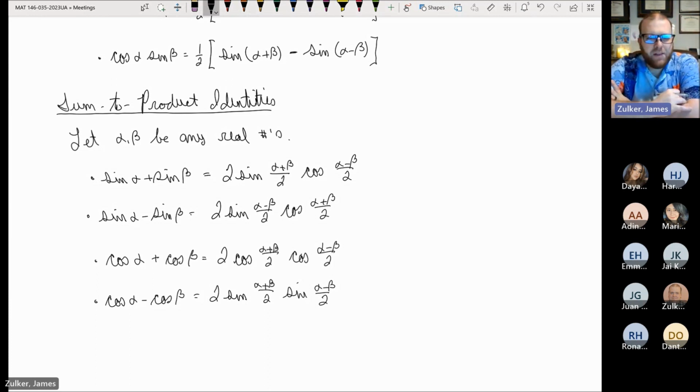And then cosine of alpha plus cosine of beta would be 2 times cosine of alpha plus beta over 2 times cosine of alpha minus beta over 2. Cosine of alpha minus cosine of beta would be 2 times sine of alpha plus beta over 2 times sine of alpha minus beta over 2.